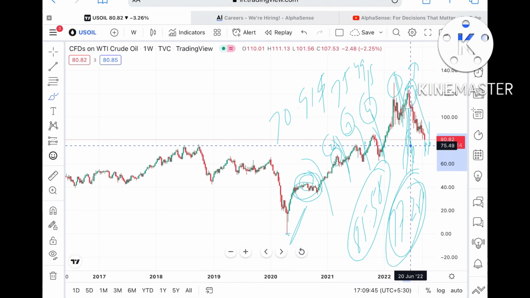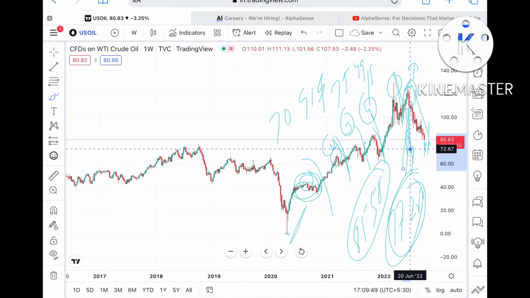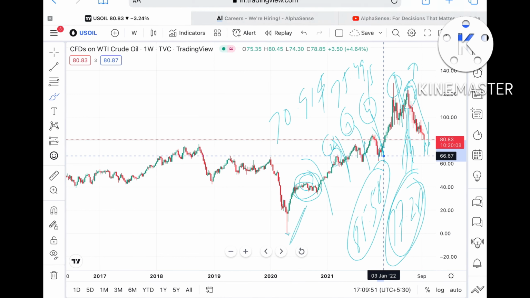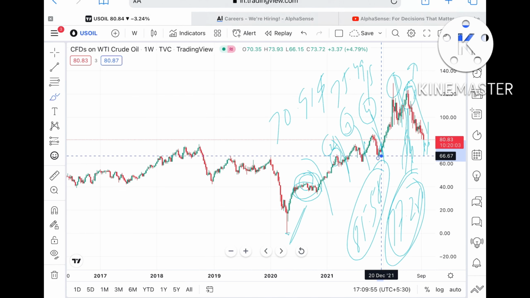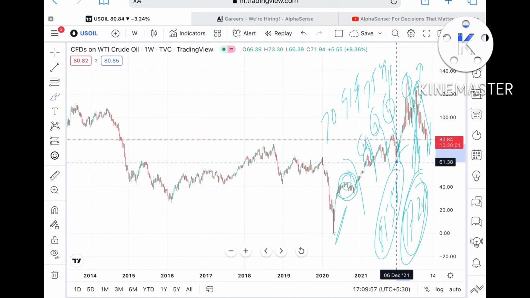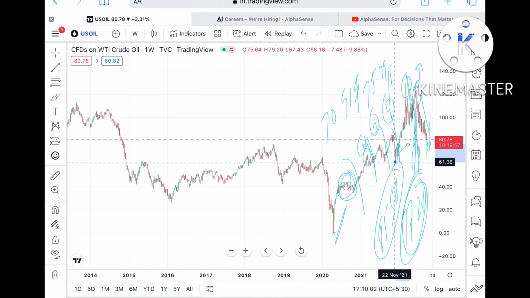Okay, now if you look at this particular chart of 75.49, this is a strong support, so from there we can see a bounce back. If that level also doesn't sustain, then we can see a level of 66.67, from where there is a probability of a bounce back. But if that also doesn't sustain, then we can see a level of 61.38.